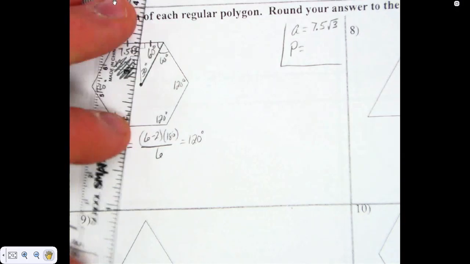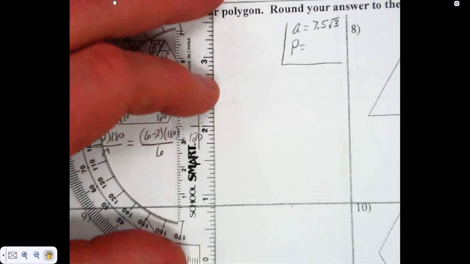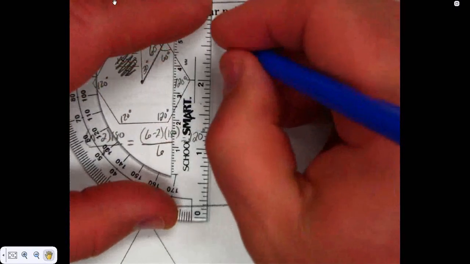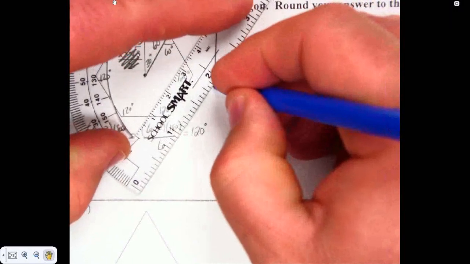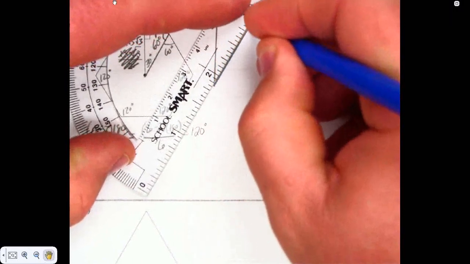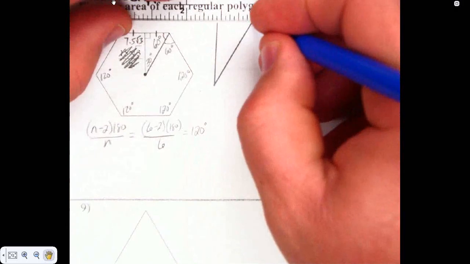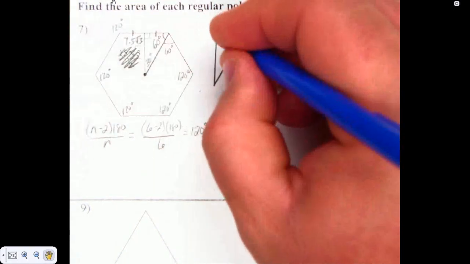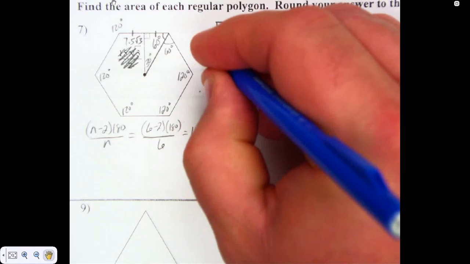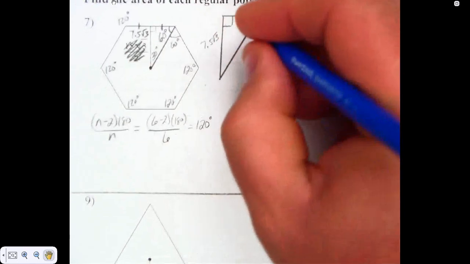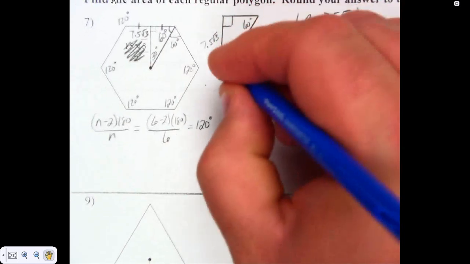So what I'm going to do is come down here and redraw this triangle over here to the side a little bit bigger, just so it's a little easier. You don't have to do this. This is just so you can see it. So what did I say? This is 7.5 square root of 3. This is 60 degrees. This is 30 degrees.